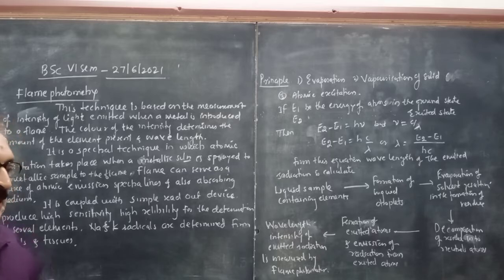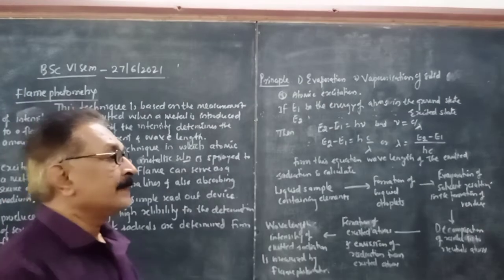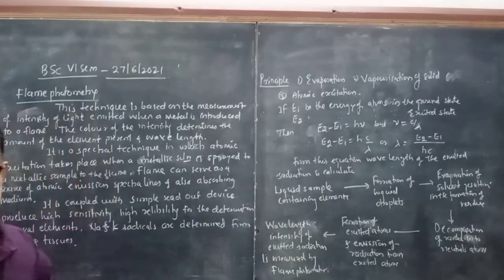Yes, in the previous class, electrogravimetry was completed, and at the end, how to determine copper by the electrogravimetry technique was also completed. Now we go to one more technique, that is flame photometry. This is also one of the analytical techniques.